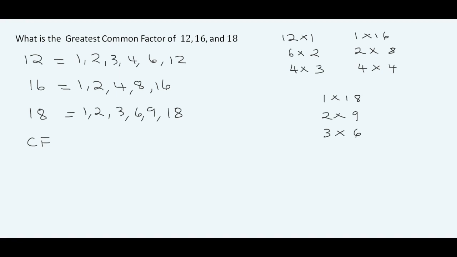So our common factors, let's look at this. We have 1 appears in all three. Then we have 2. When we look at all the other numbers, they do not appear as factors for all three numbers. So our common factors are 1 and 2, and then greatest common factor, we have 2.